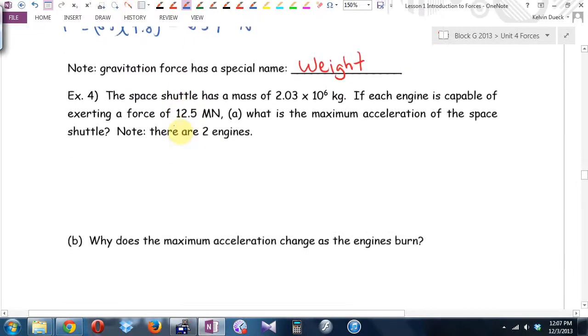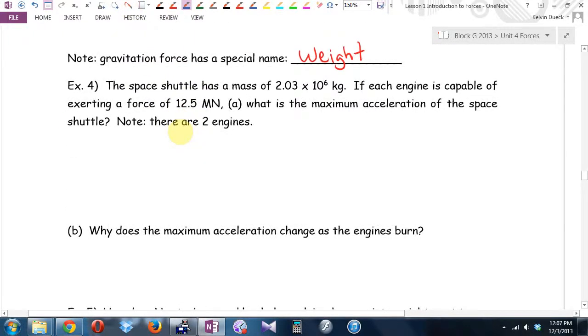Example 4. A Space Shuttle has a mass of 2.03 times 10 to the 6th kilograms. You're going to find we're going to be using scientific notation a fair bit in this unit, because stuff has big masses sometimes. Suck it up, that's life. If each engine is capable of exerting a force of 12.5 M, what does a capital M stand for as a metric prefix? Meganewtons, which it does, I looked it up. A, what's the maximum acceleration of the space shuttle? Note there are 2 engines.